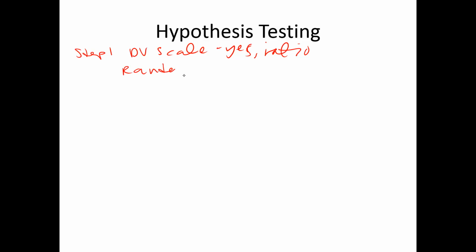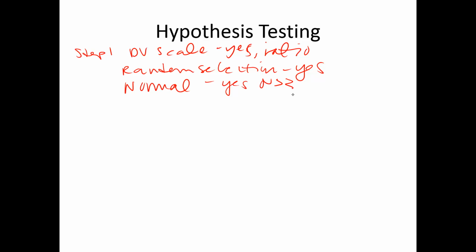So random selection. We don't know how they picked these 100 people, but they most certainly could because they have a database of all of their customers. And then is it normal? Yes, because we've got way more than 30 people. We've got 100.